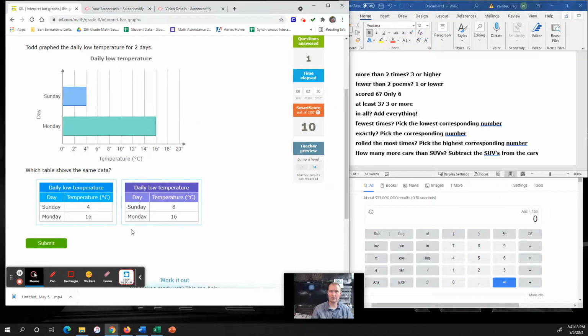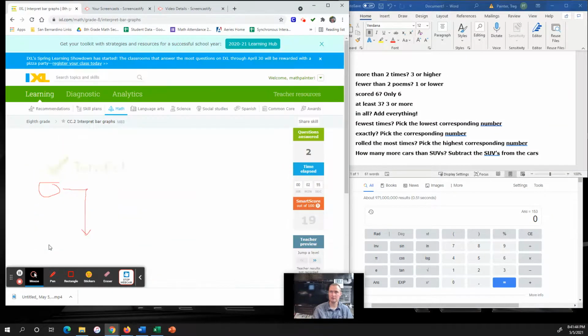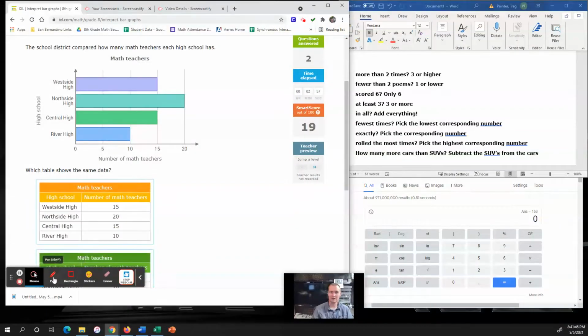Todd graphed the daily low temperature for 2 days. Which table shows the same data? Sunday goes to 4 degrees. Check here, Sunday is 4 degrees, so that looks good. And here, Sunday shows up as 8 degrees, so that one is not correct. So we're going to pick the first table. This one was in reverse. They gave us the bar graph, but they want us to choose the table that's correct. Not a problem.